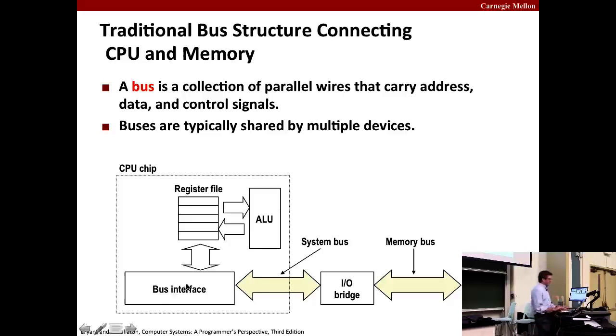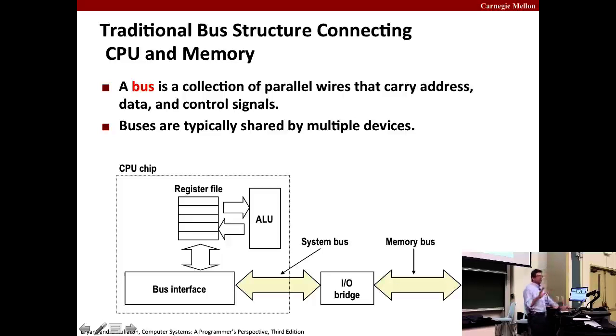And if instructions need to access memory, so if you're doing a move instruction that reads or writes to memory, then that's handled by a bus interface, which is connected to what we'll call a system bus. And then that's connected to an I/O bridge. This is another collection of chips. What I'm calling the I/O bridge, Intel calls the chipset. It's a collection of chips separate from the CPU chip. And then the I/O bridge is connected to another bus called the memory bus, which connects to main memory.